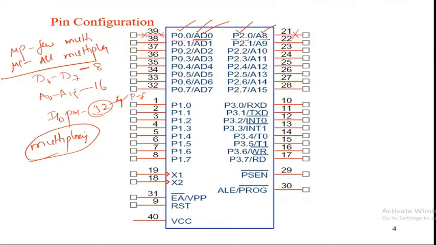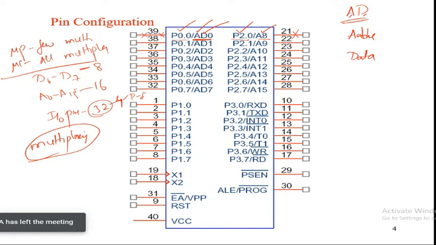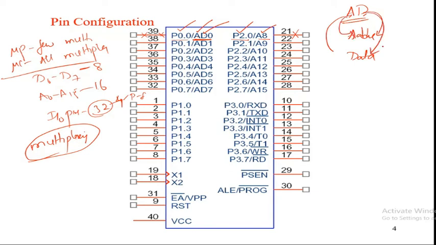Here we have the multiplexed address data bus. When you go for timing operation, the first cycle is always used for address representation, and then it is used for data representation. So if you are having the AD signal, it is a multiplexed address and data bus. The same single line can be used for both data and address. First it should be operated as an address, and then it is operated as a data bus.